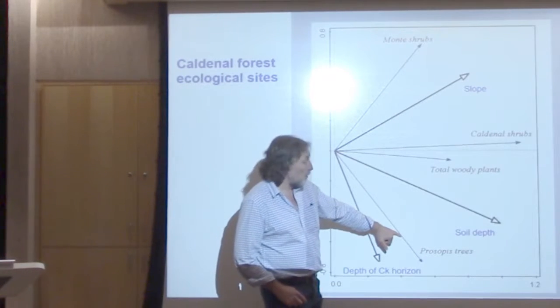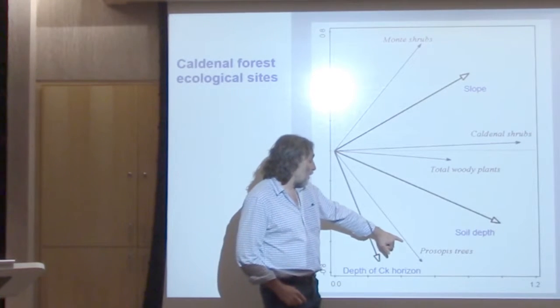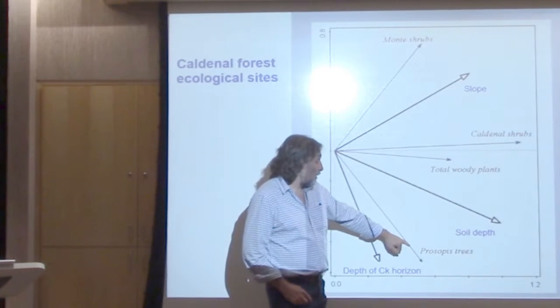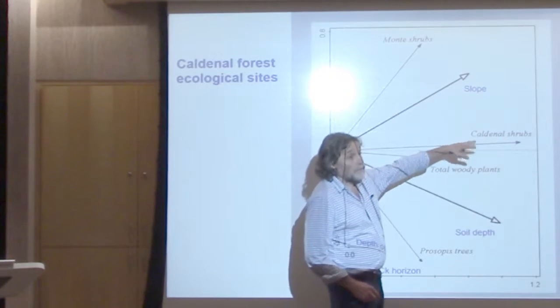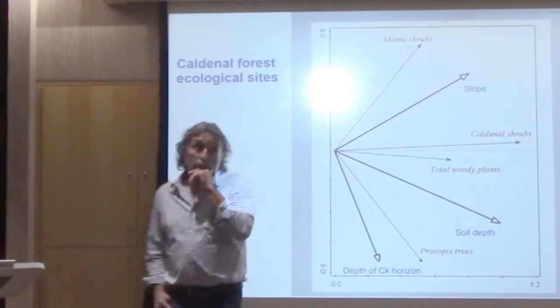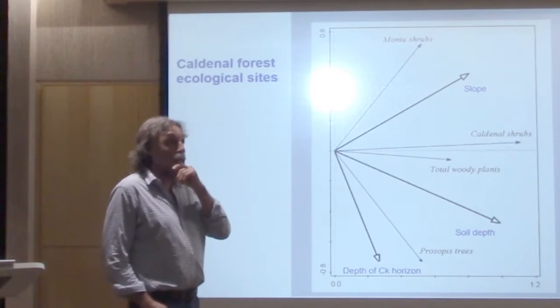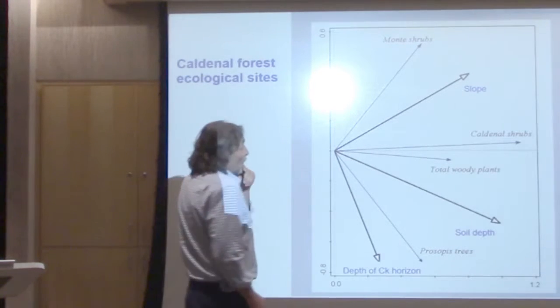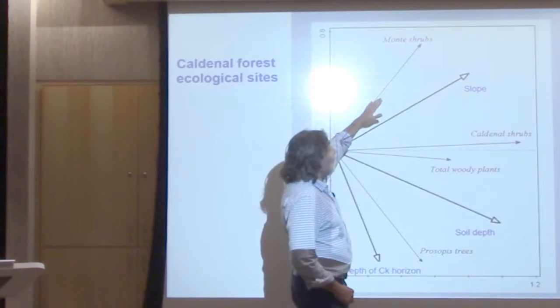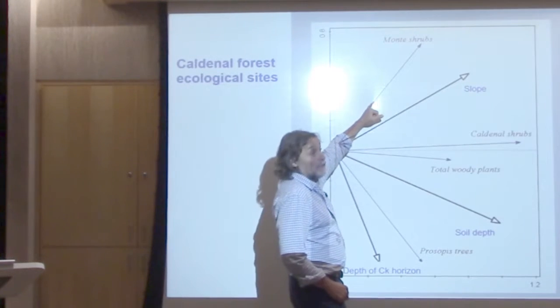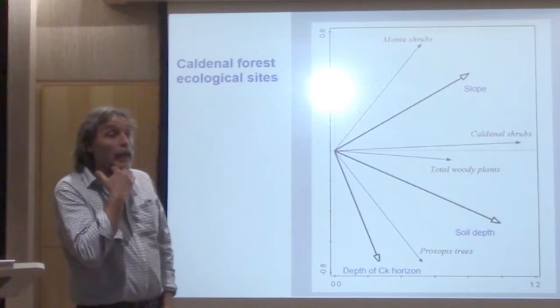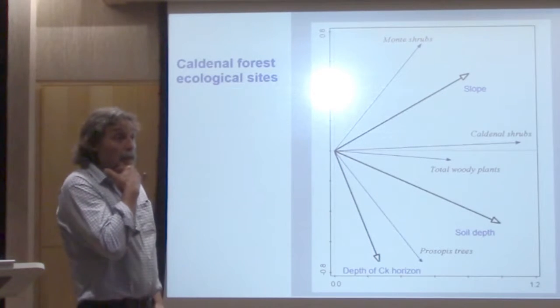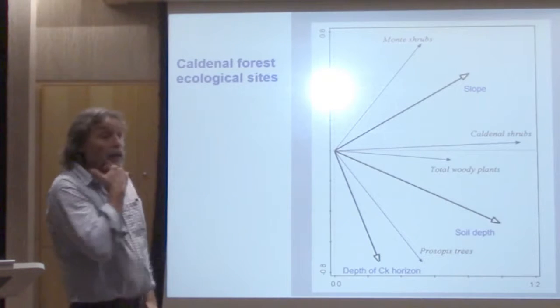So we have the Prosopis tree, which represents the areas where the Caldenal forests are. We have the Caldenal forest shrubs, so there are shrubs that occur in the Caldenal forest that could also occur in a shrubland type of community. And we also have the Monte shrubs, whose characteristic species is Larrea. In fact, it's usually not part of the Caldenal forest.